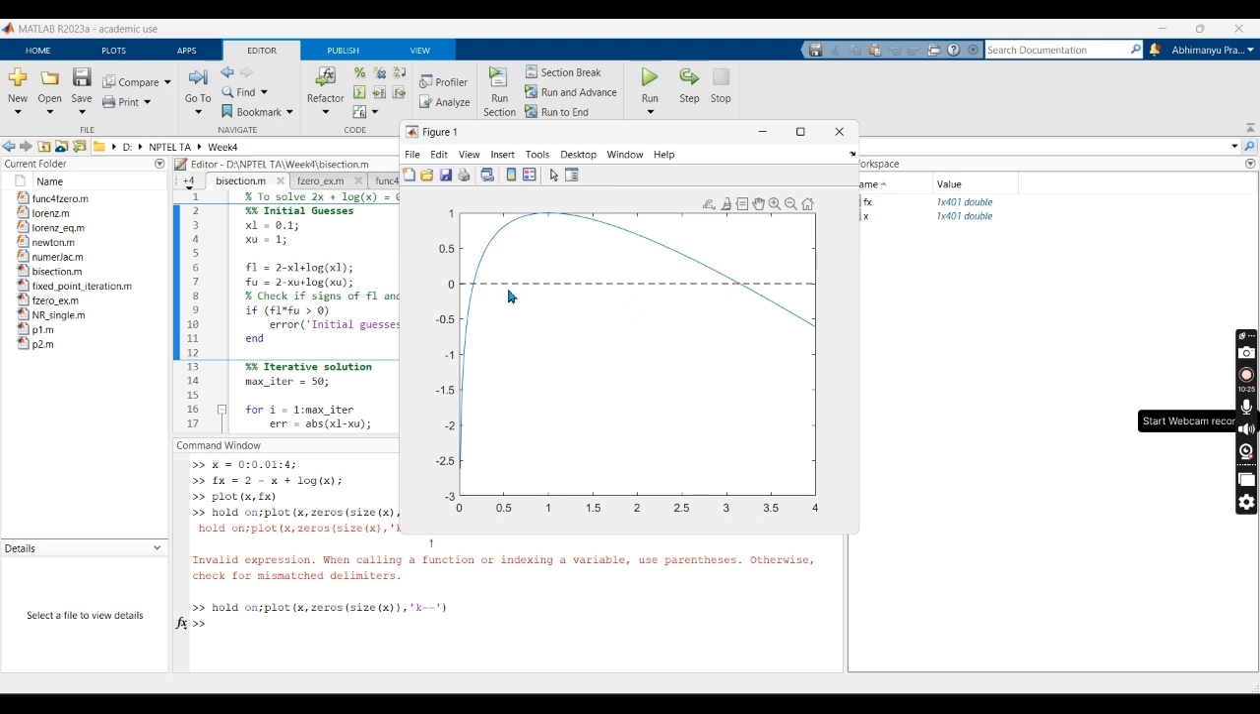Okay, so now for the first case, our initial guess is 0.1. So which means our initial guess is somewhere around here. Yeah, so this is the point for our initial guess, and the other initial guess is 1. So we will be taking these two values.